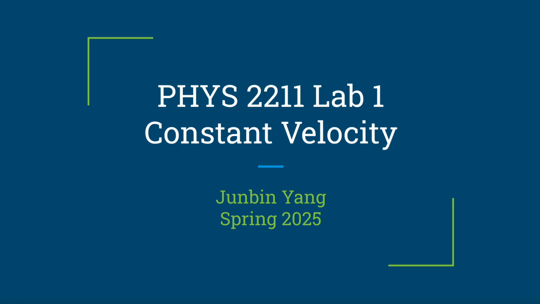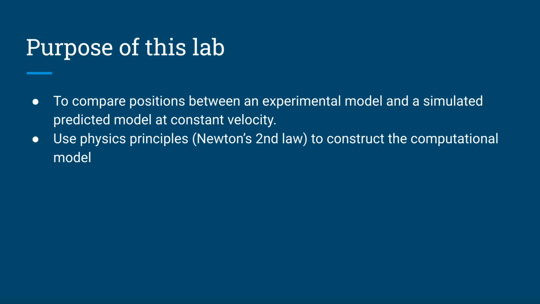This is my Physics 2211 Lab 1, constant velocity. The purpose of this lab was to compare the positions between an experimental model and a simulated predicted model, which is at constant velocity. We can use physics principles like Newton's second law to construct the computational model.